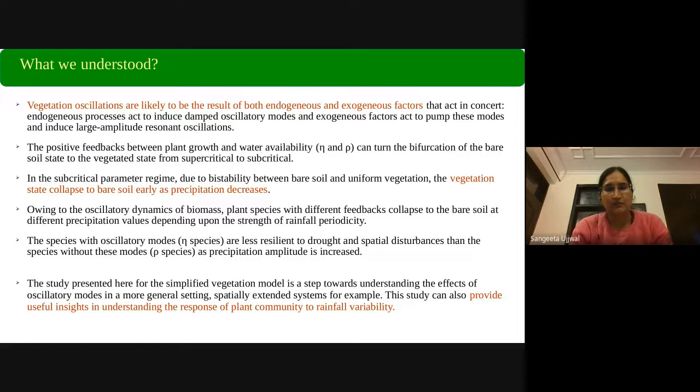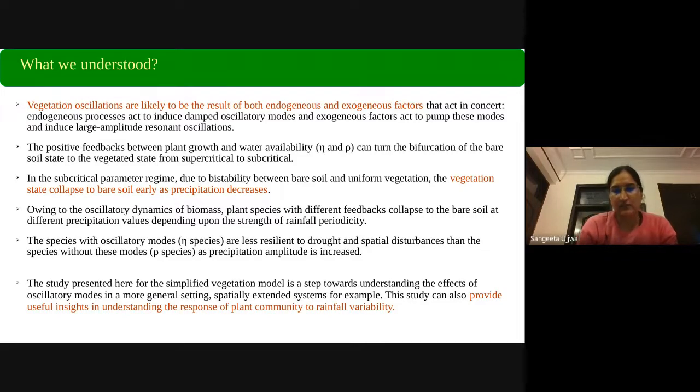So this study gives us some insight into how to approach this problem of the existence of oscillation in vegetation models or in plants. So this is one part of this study. I am also going to discuss some of the results where we extended these results to include a pool of species.